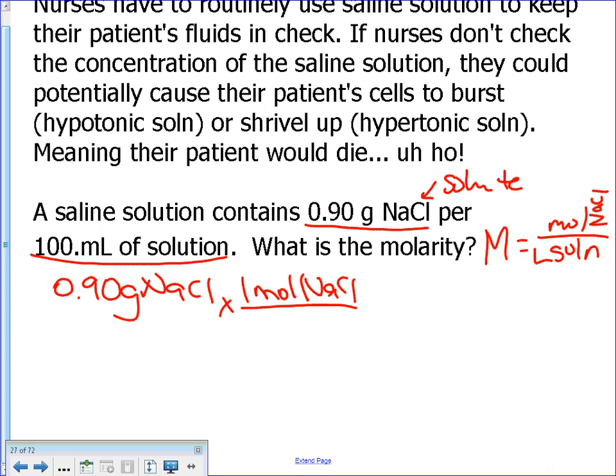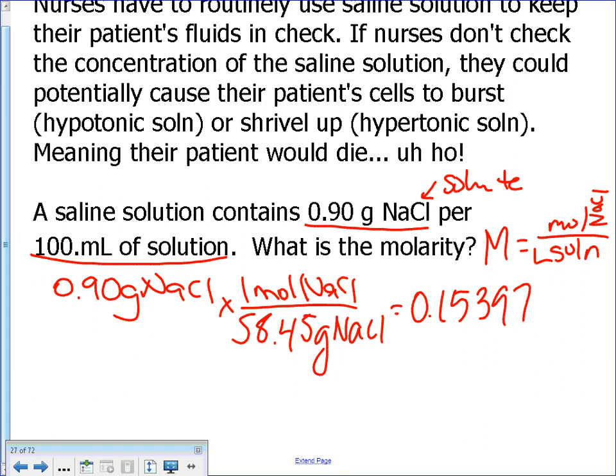The more active participants we have, the faster we get done so you can start your work. What is it? Hold on, 58.45 is our grams. That's the molar mass of sodium chloride. And then tell me what you got for your moles. I'm going to expand that just a little bit. 0.0154, only because this is not my final answer. This is just moles of sodium chloride, right?